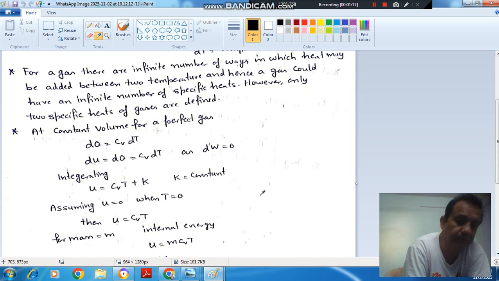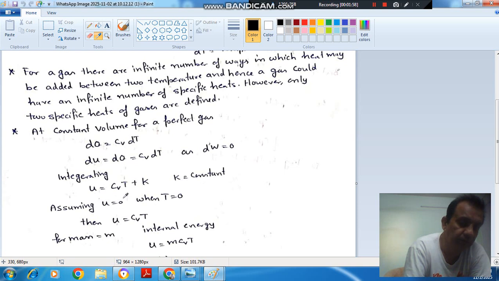If we take a constant volume process, then dQ = Cv dT, and if we apply the first law of thermodynamics for the constant volume process, the work done will be 0 because there is no change in volume. So dU, according to the first law, will be equal to dQ, which is Cv dT. Now if we integrate it, it will be U = Cv T + k, where k is a constant. And if we take T = 0, then U will be 0.